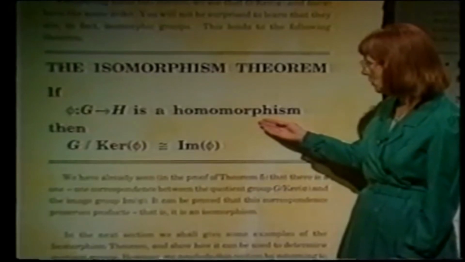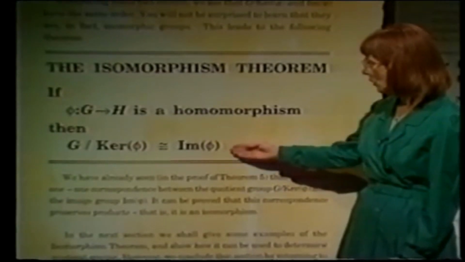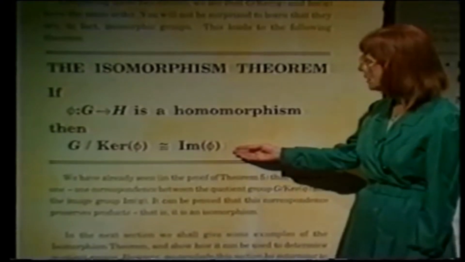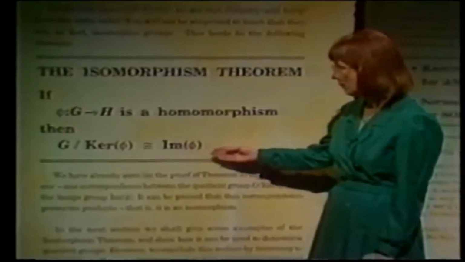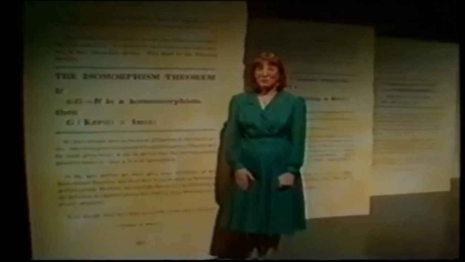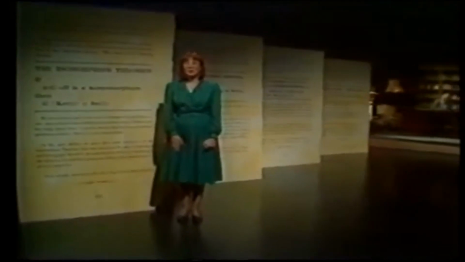For any homomorphism phi between 2 groups G and H, the quotient group G over the kernel of phi is isomorphic to the image of phi. And now we can use this theorem to answer the 2 questions David asked at the beginning of the program. First, how do we apply the isomorphism theorem to our complex numbers example?